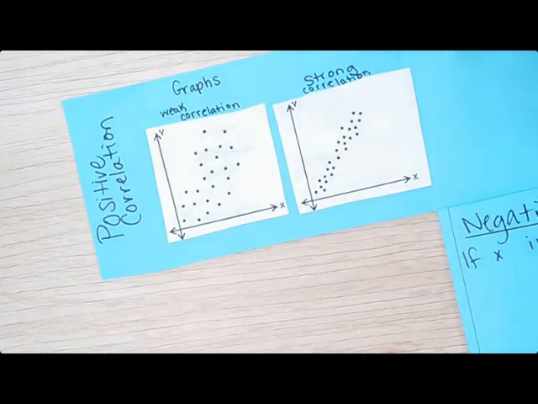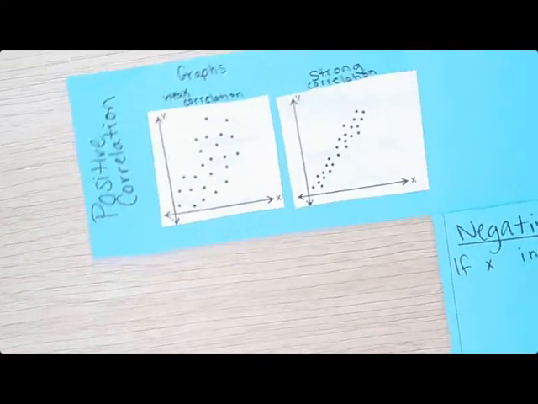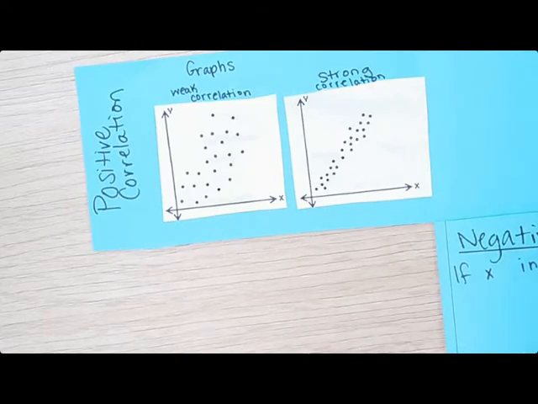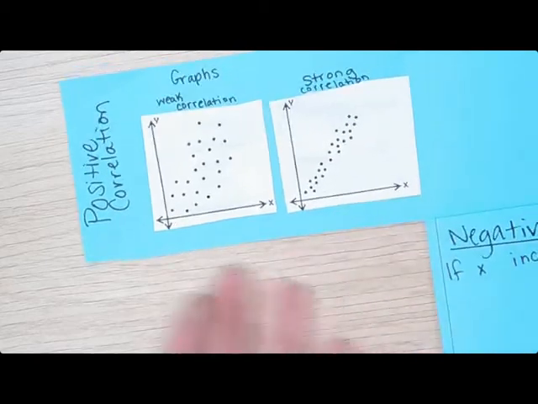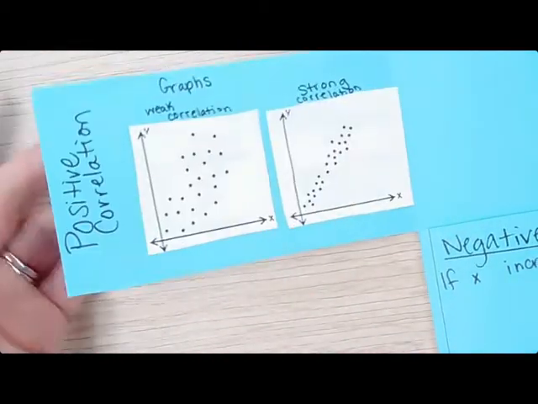So we have strong and we have weak correlations. So whenever they're closer knit, they're following a straight path. It's a stronger correlation. Whenever they're more spread apart, but they're still going positive, it's just a weak correlation. Okay, so we're just looking at the graphs on those.